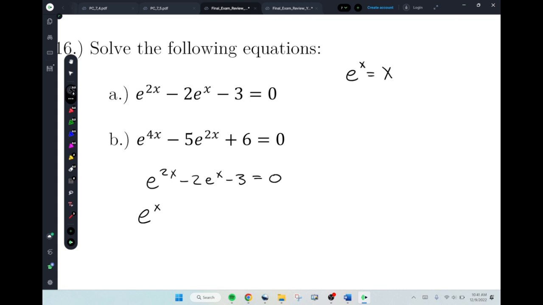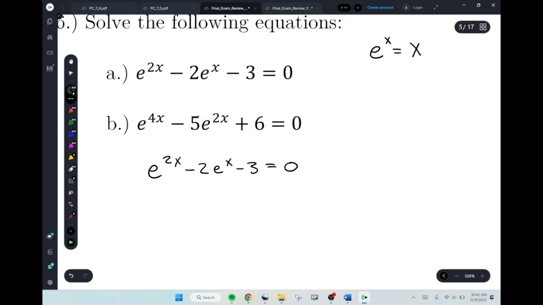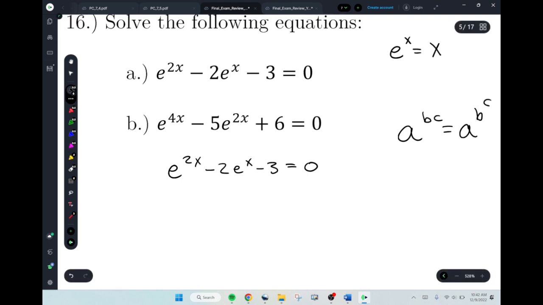No. Y'all are making it too hard. You could try to do an ln and stuff, but I'm saying, isn't 2x the same thing as x? Well, you want to get 3 to the other side. No, y'all are making this way too hard. You see the exponents, right? Can't you just combine the exponents? a to the b c equals what? a to the b to the c?